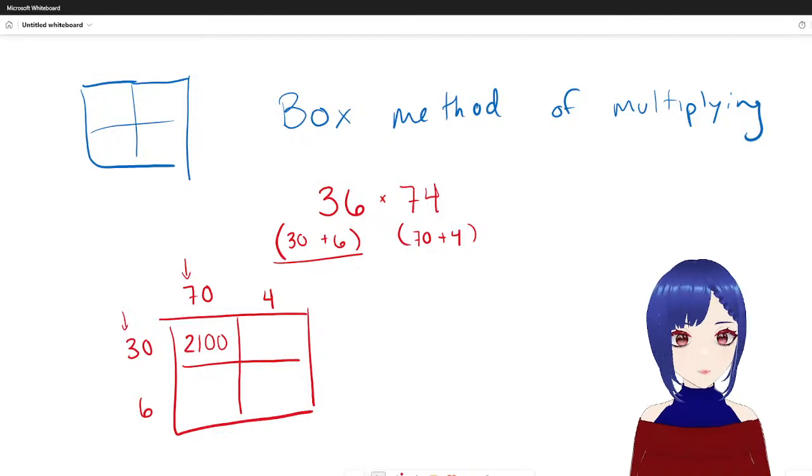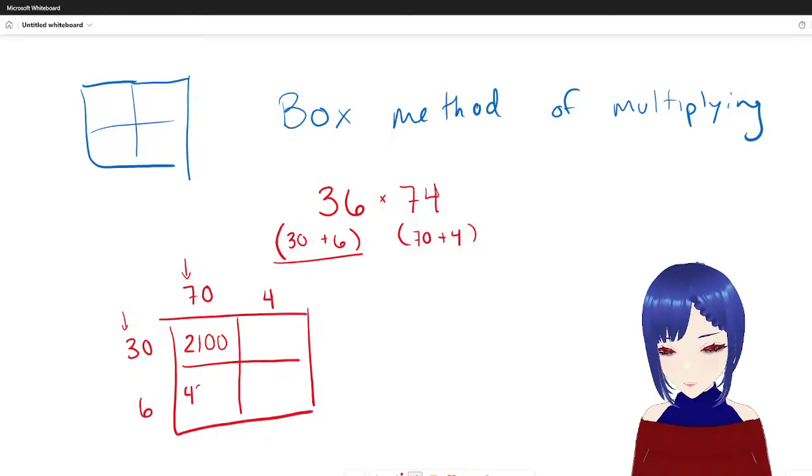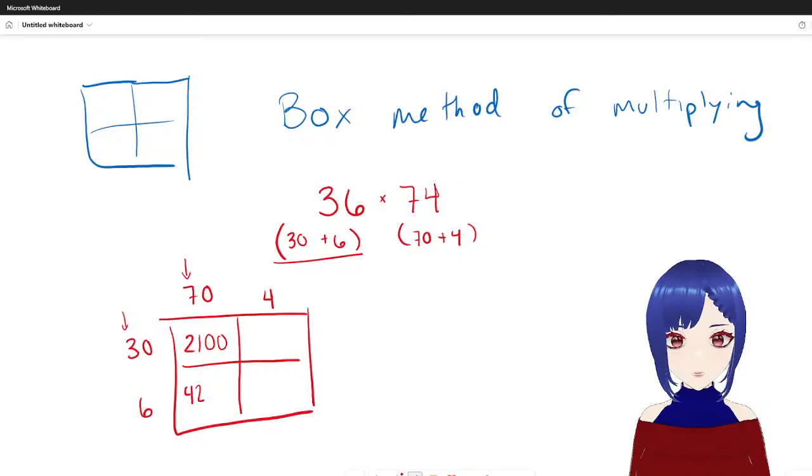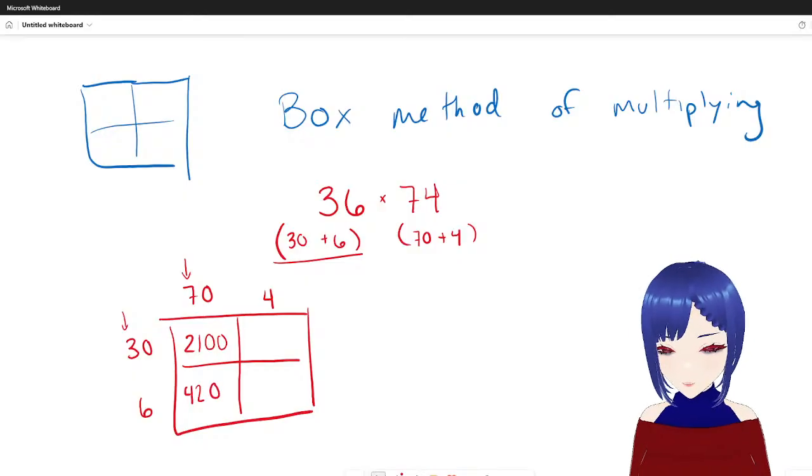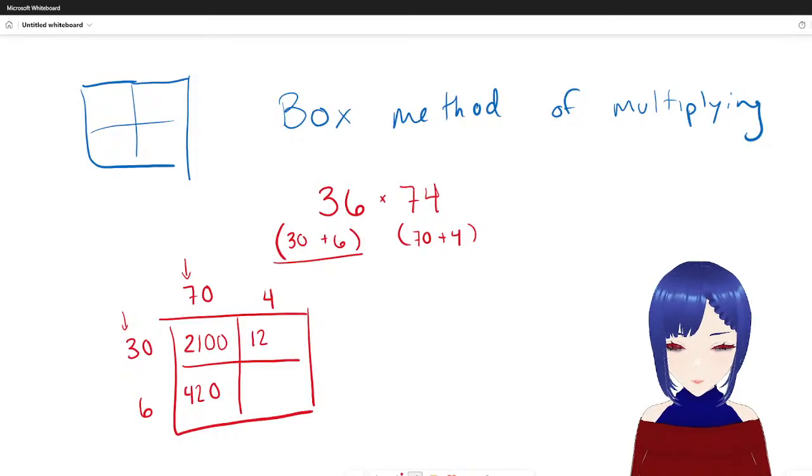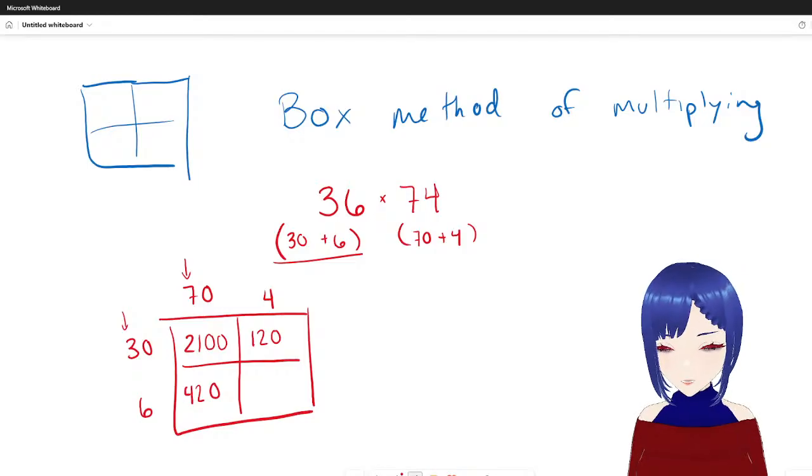6 times 70, 6 times 7 is 42. And then there's 1 zero involved, so we just add that 0 at the end. 30 times 4, 3 times 4 is 12. And then there's 1 zero involved, so we add a 0 at the end. And 6 times 4 is 24.